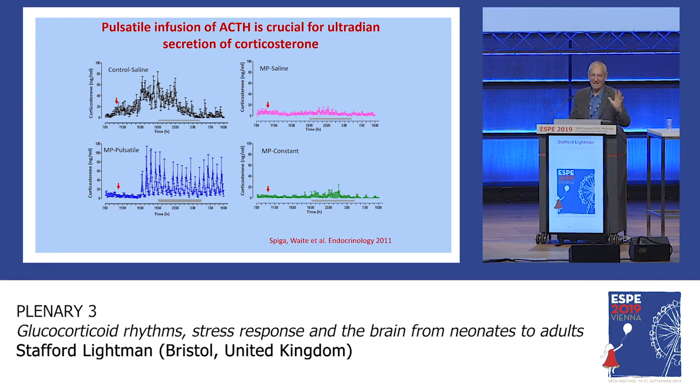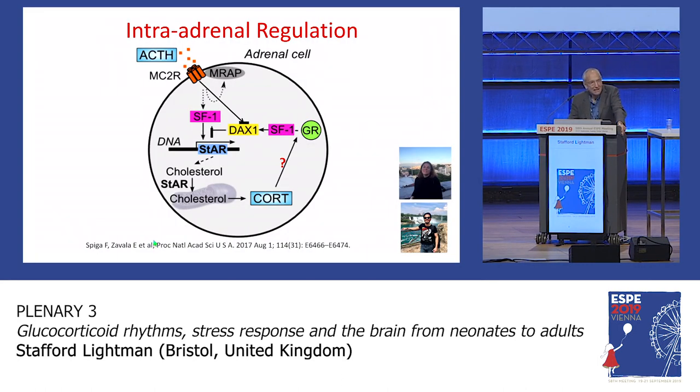Obviously, if you give a massive dose of ACTH, you can push the adrenal to work. But within physiological levels, it is just set up to respond to these pulses. And we looked in detail why this was the case. And again, I don't have time to go through this in detail. But just to remind you, the rate-limiting step in the synthesis of cortisol is STAR. STAR is stimulated by SF1 and it's inhibited by DAX1.